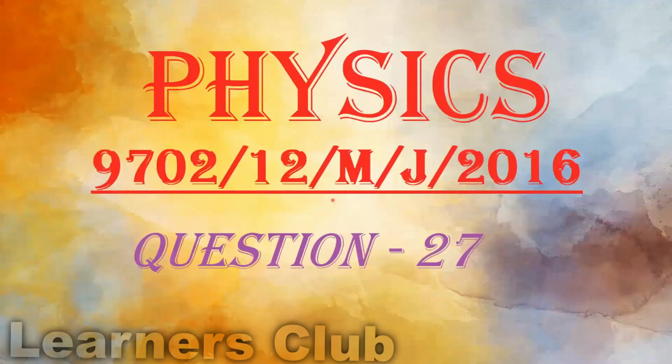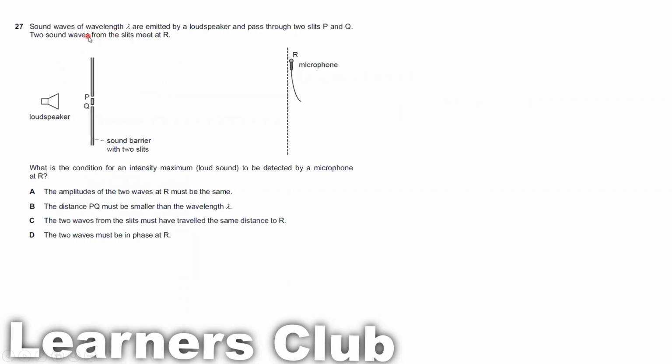Question 27. Sound waves of wavelength lambda are emitted by a loudspeaker and pass through two slits P and Q. So we have two slits P and Q. Through this, we have sound waves passing by. So when we have two slits and waves passing by, we have interference. So interference is taking place. Two sound waves from the slits meet at R. So now the waves from P and Q meet at this point.